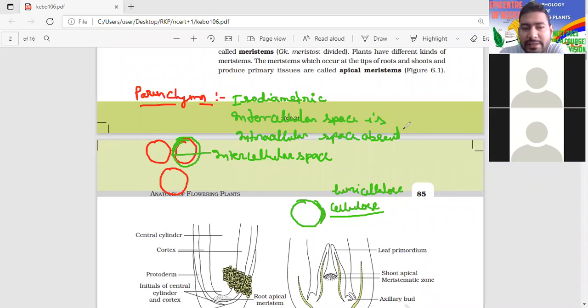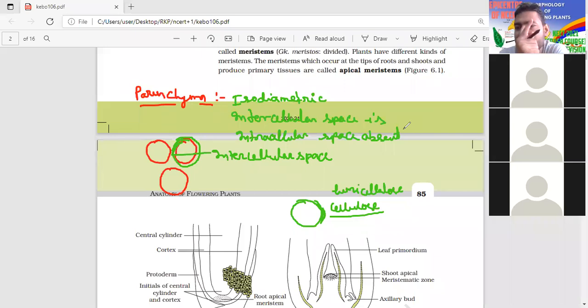Very good. So in the case of parenchyma, the first one is the isodiametric shape, the second is that intercellular spaces are present, and the third is that intracellular space is absent. Primary cell wall is present. So these are the general characteristics of parenchyma cells, a simple permanent tissue. In the simple permanent tissue, the first one is the parenchyma cells.